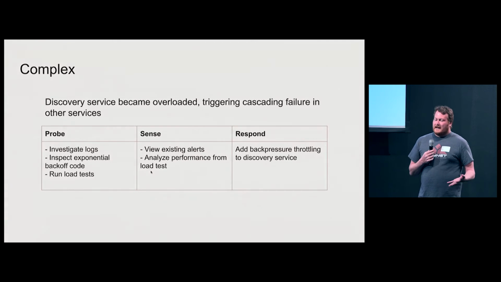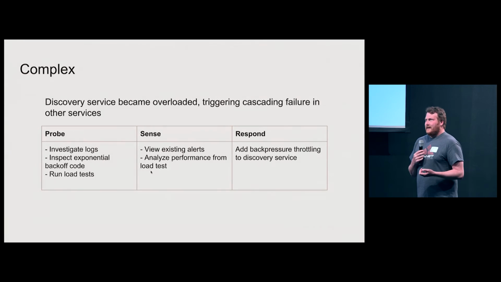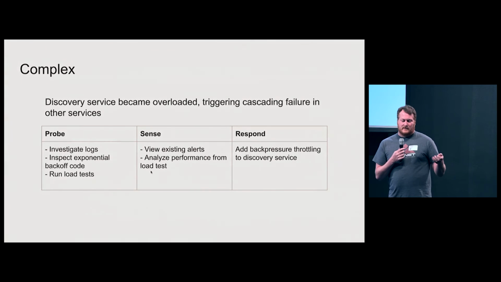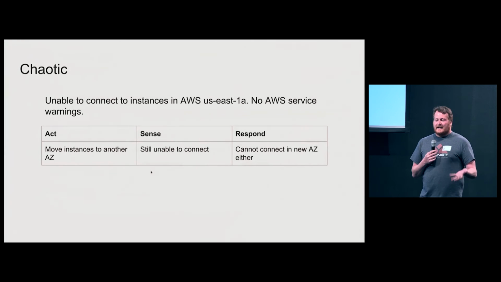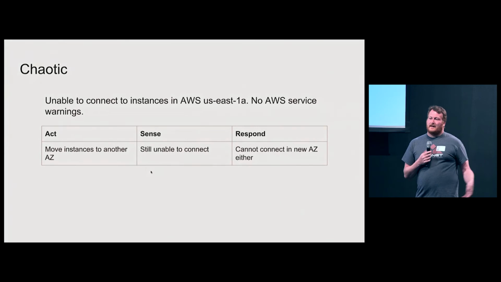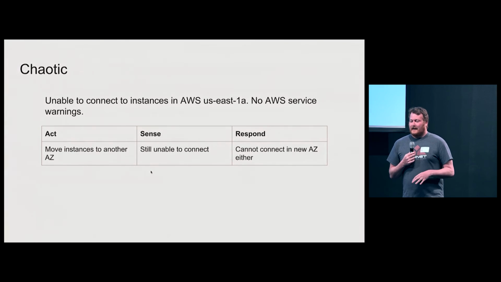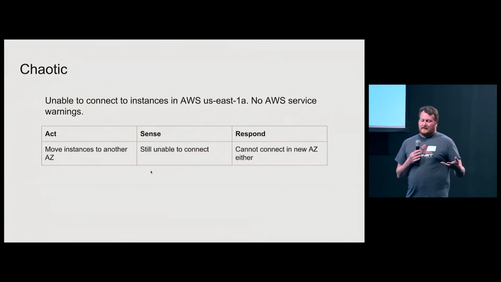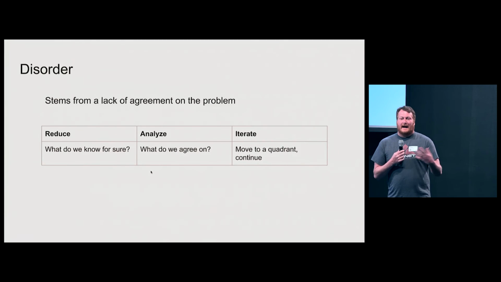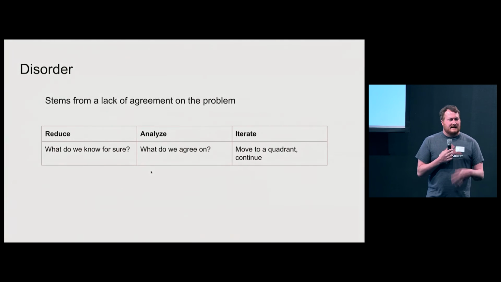As we get into complex, this is where we're really starting to get into emergent behavior, where you couldn't have predicted that this would happen. You try to trigger it again, and it may not happen again. Chaotic is where you really don't want to be. That's on the lower left of the quadrants there. That's when there's no relationship between cause and effect that you can tell. Cynefin proposes that you act first. You try to change the system in order to better understand it.